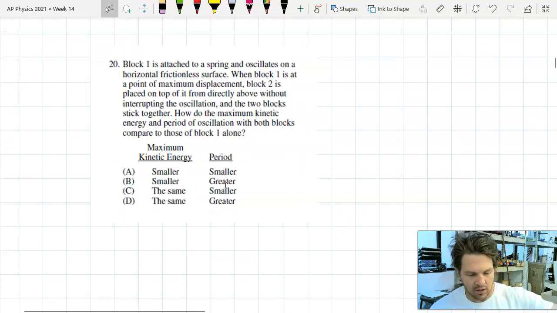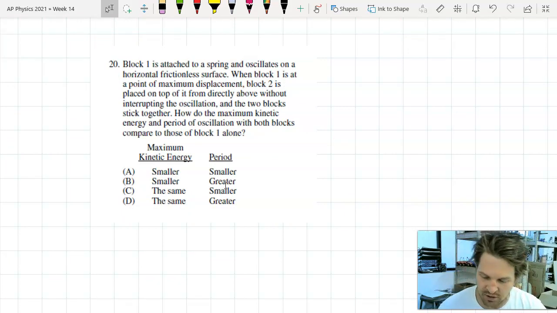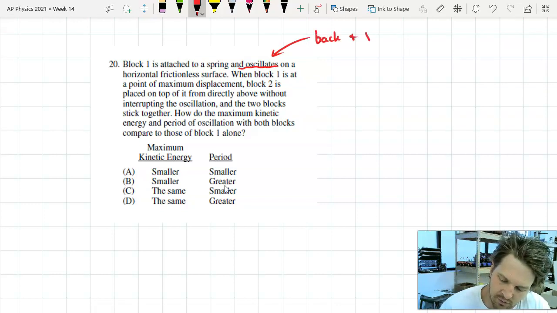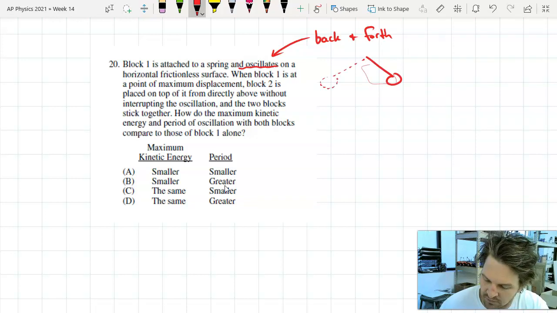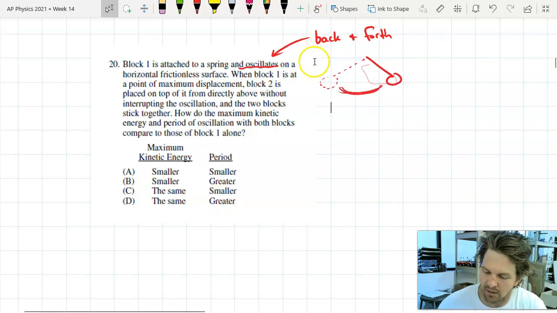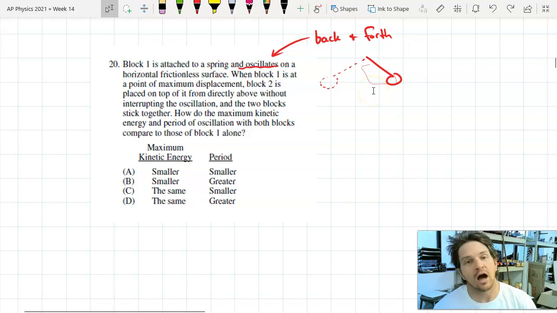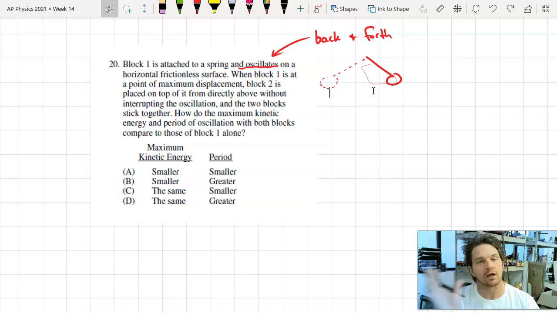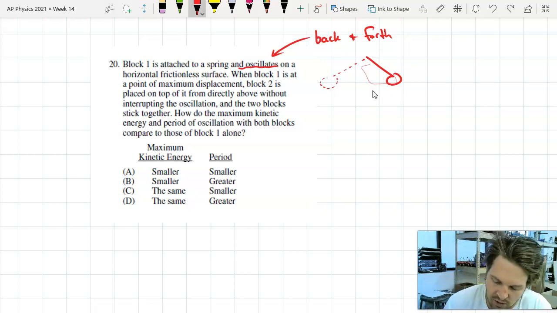Number 20. A block 1 is attached to a spring that oscillates. Now, oscillating, remember, I know oscillating is kind of a weird word. If something oscillates, it goes back and forth. Right? So, a pendulum that swings back and forth. Back and forth. Back and forth. That's oscillating. A spring that's kind of bouncing up and down or bouncing left and right, it's oscillating.